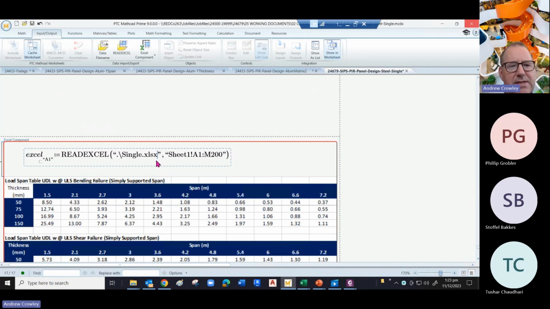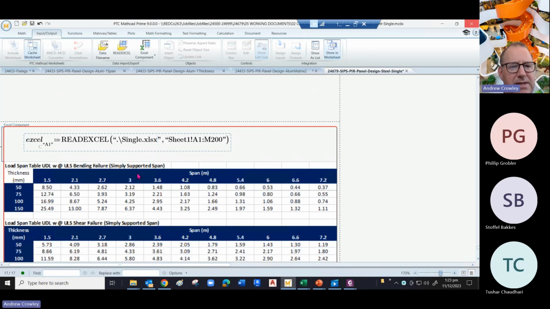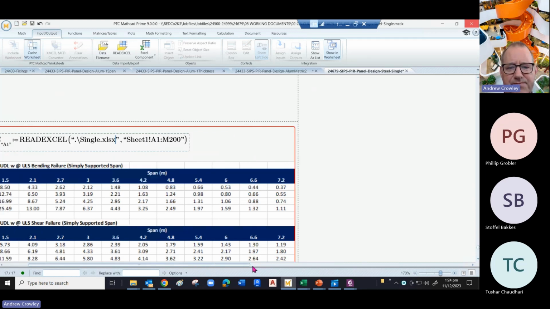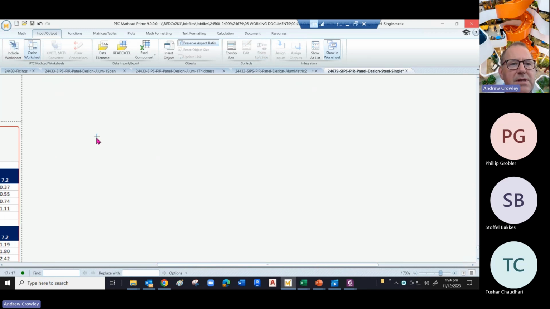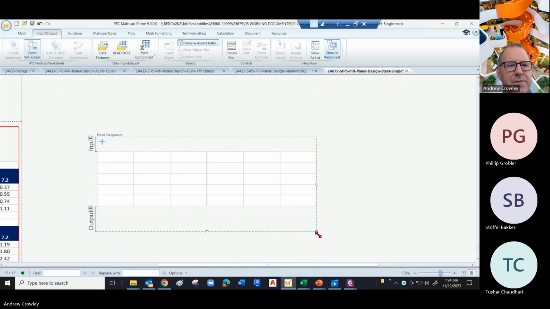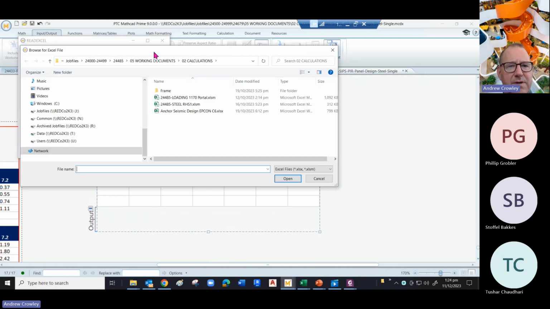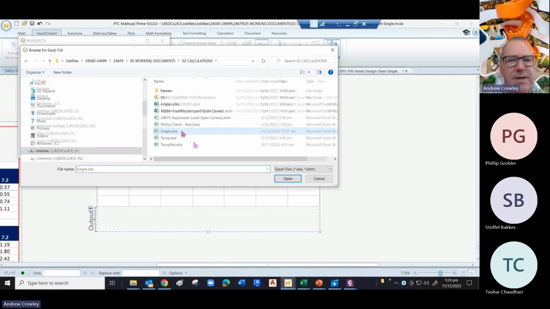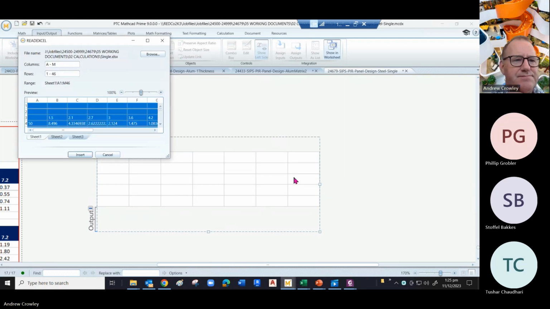So I can read Excel in this case. And so it will populate. So the simplest way of doing this, let's move to one side. You look under your Input Output tab in Mathcad. You insert an Excel component. Let's make it a bit bigger. And in the input, so there's an input here and output here, input expression, and then we read, and then we can browse, for example. And here is the file.